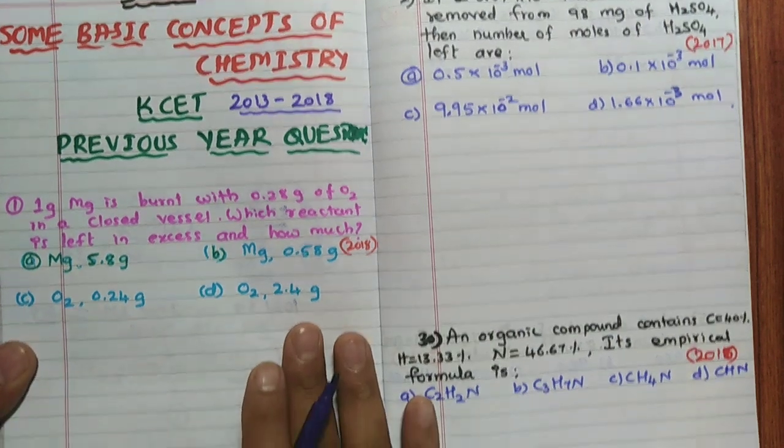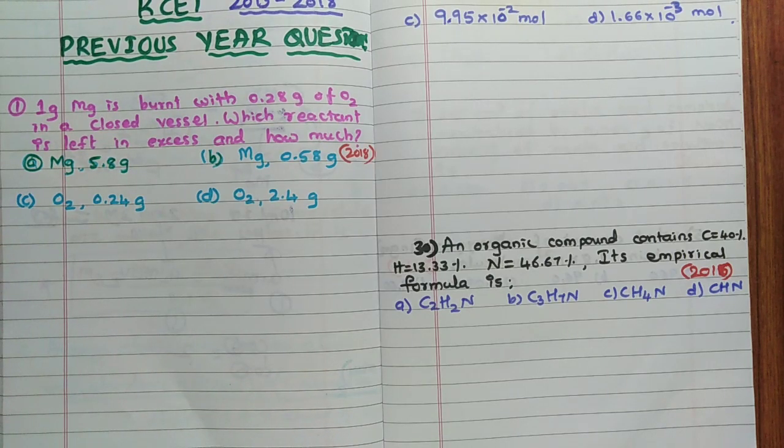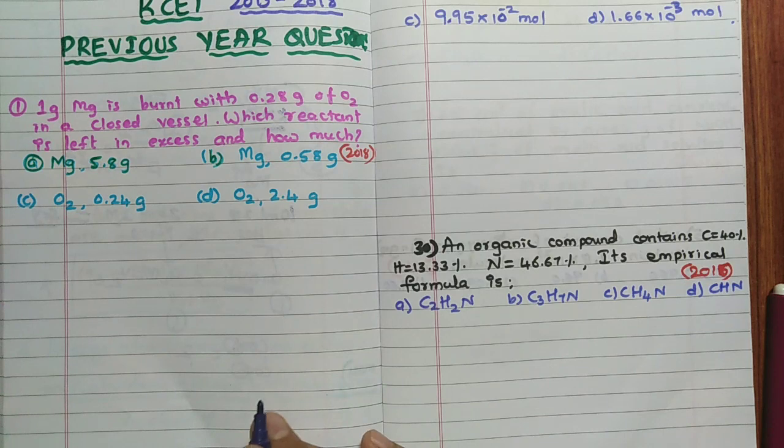Now, first question. 1 gram of Mg is burnt with 0.28 gram of oxygen in a closed vessel. Which reactant is left in excess and how much? They are asking. This depends on the limiting reagent concept.